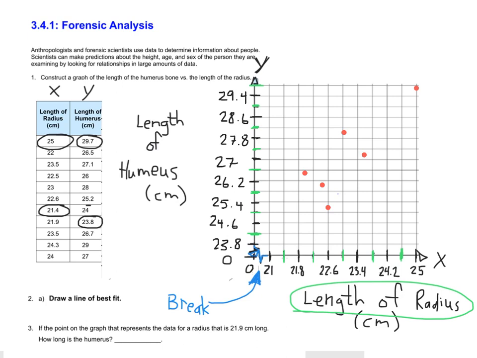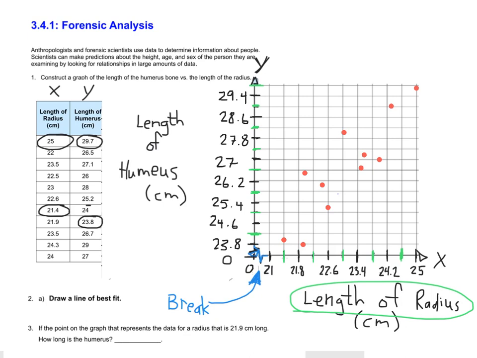21.4 and 24, right there. 21.9, 23.8, right there. 23.5, 26.7, right about there. Then 24.3, 29, right there. And then 24, 27, right there. So that is the outcome of my scatter plot.